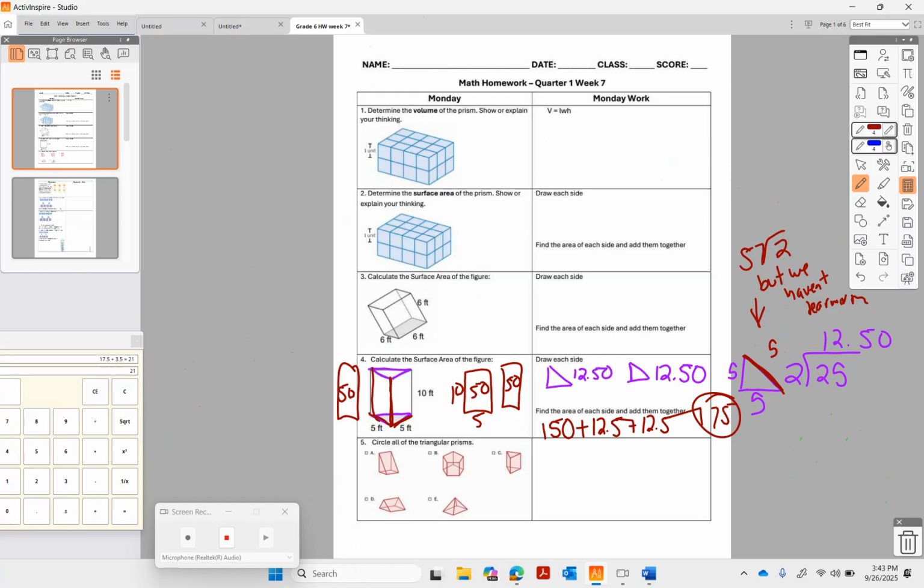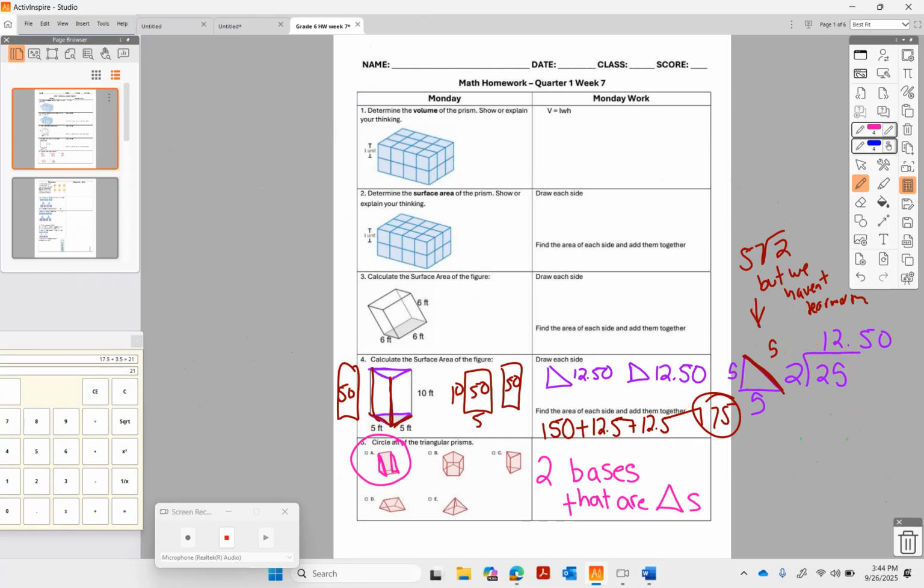Okay, moving on to the next one. Circle all of the triangular prisms. So a triangular prism will have 2 bases that are triangles. So this, oh look, that's a triangle. So that's a triangular prism. It's not sitting on its triangular base, but it is a triangular prism.